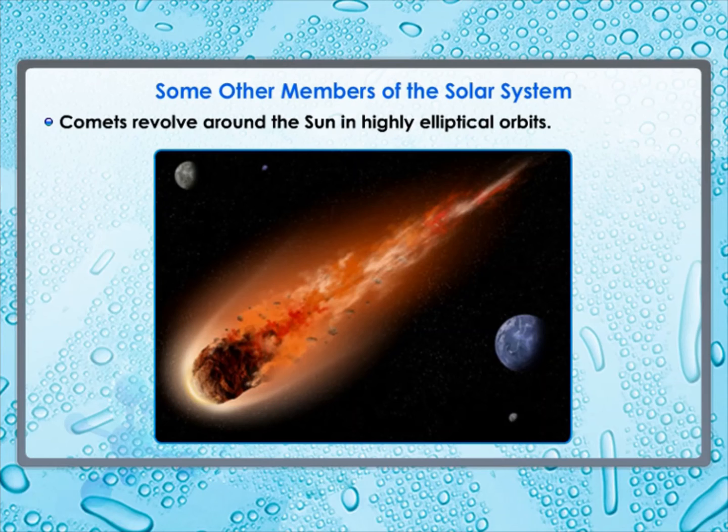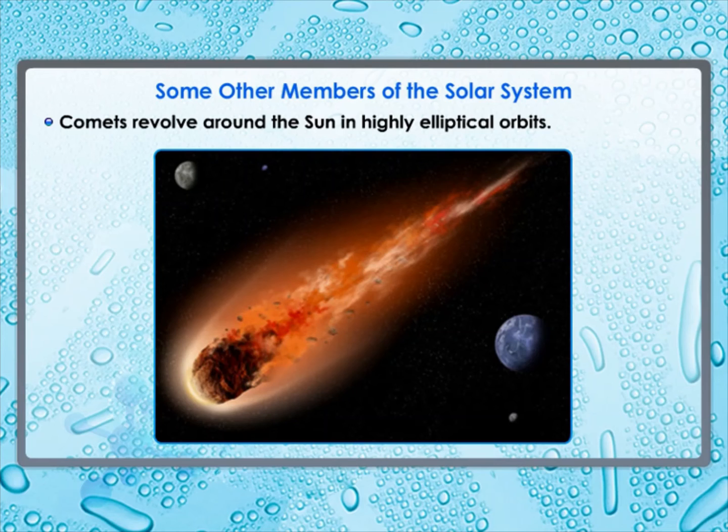Comets are also members of our solar system. They revolve around the Sun in highly elliptical orbits. However, their period of revolution around the Sun is usually very long. A comet appears generally as a bright head with a long tail. The length of the tail grows in size as it approaches the Sun. The tail of a comet is always directed away from the Sun.